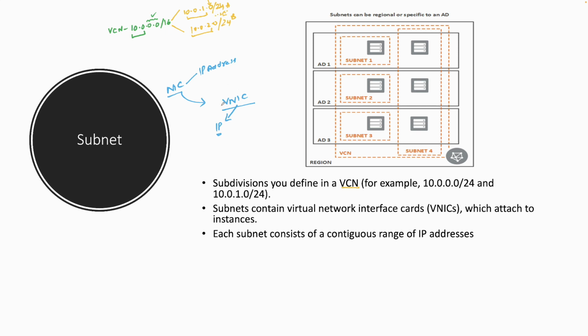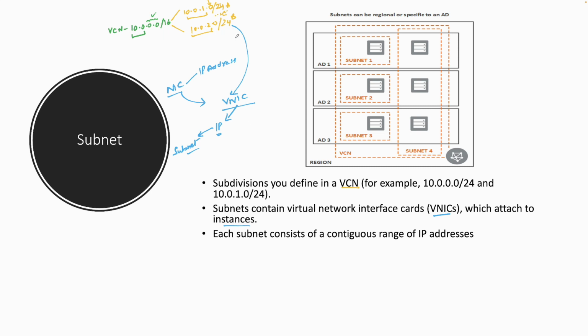And from where does it derive? It will derive this from the subnet, right? So whatever subnet you are part of, your IP address would be derived from there. So that is what it explains. So subnets contain the VNICs, or virtual network interface cards, which attach to the instance, right?